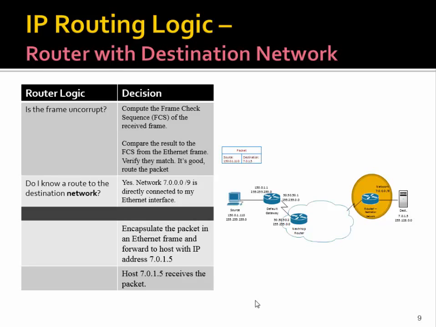So now let's take a look at the decision made by the router that has the network 7.0.0.0/9 directly connected. That router is going to use the same routing logic. It's going to verify the frame check sequence to confirm the packet is not corrupted. Once it passes that frame check sequence, then the router will examine if it has a route to the network 7.0.0.0/9. In this case, it will determine that not only does it have a route, that network is directly connected, and it does not need to forward the packet to another router. So instead, it's going to build an Ethernet frame that includes the MAC address for the host that holds the IP address 7.0.1.5 and forwards the frame directly to that host.